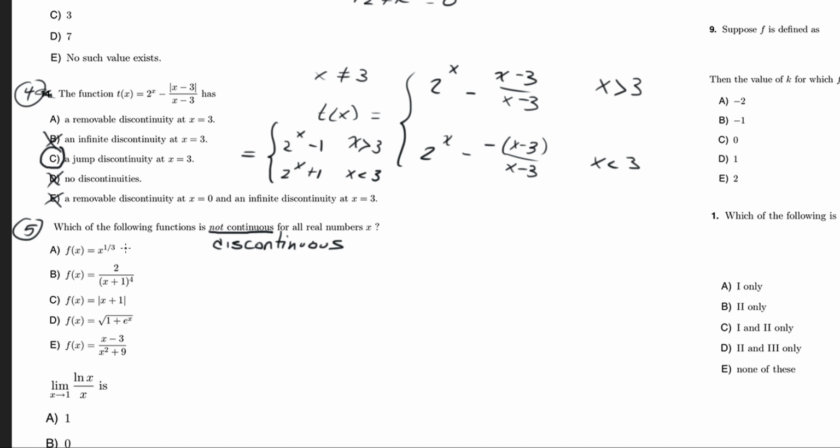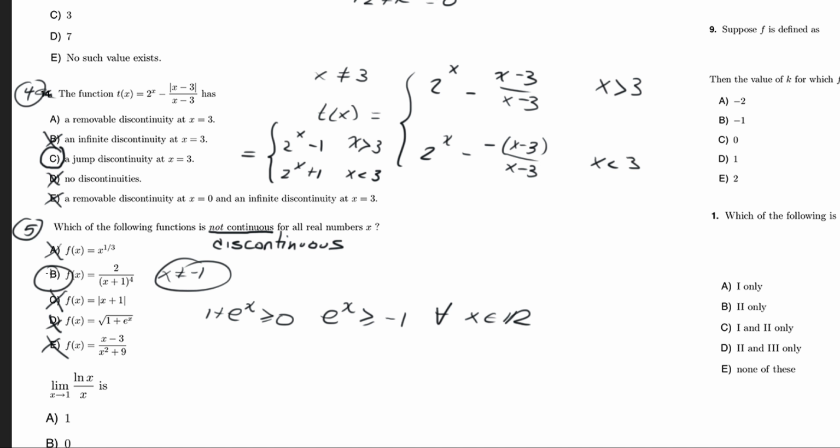x to the power 1/3 is continuous everywhere, so it's not that. B is continuous everywhere except at -1. F of x, this is continuous everywhere. Here it's only continuous for 1 plus e to the x greater or equal than 0. Now e to the x is greater or equal to -1. That is true for all x in the reals, so it's not that one. x squared plus 9 will never give you 0, so it's not that one. Therefore it's B.